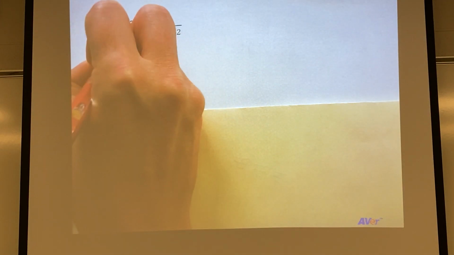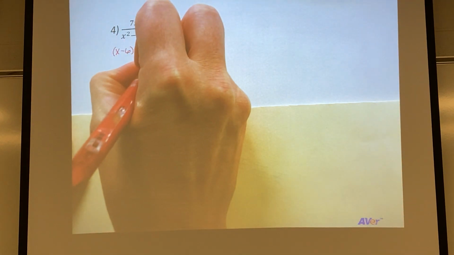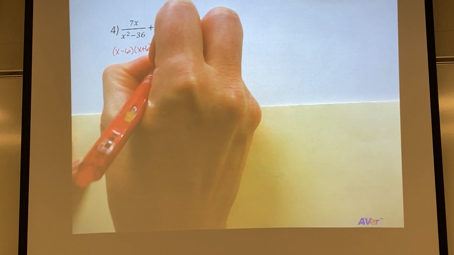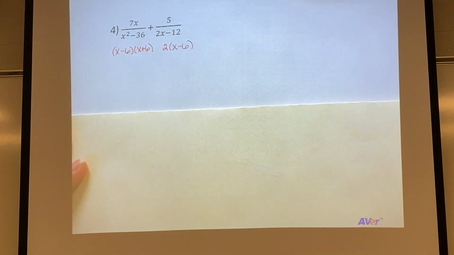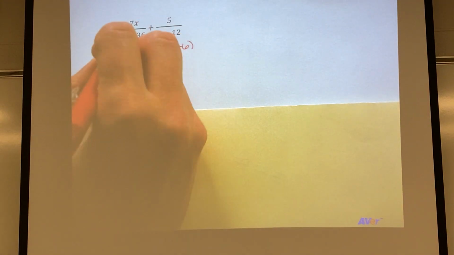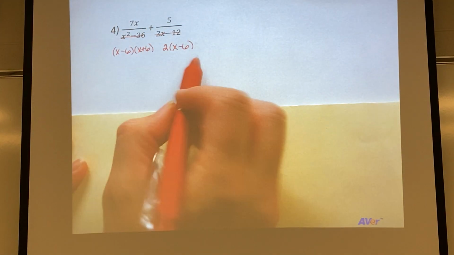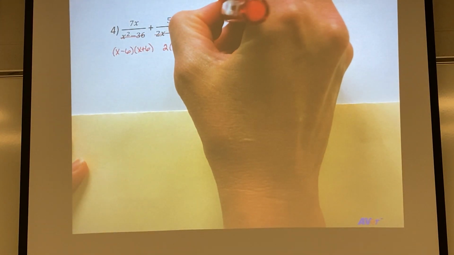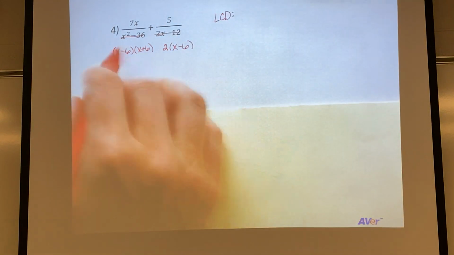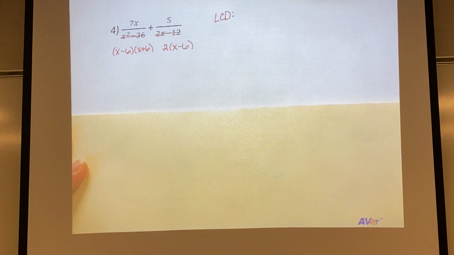All right, so this bottom denominator here is a difference of squares. So we have x minus 6, x plus 6. And the next denominator has a GCF. So we can take that 2 out, and we have 2 times x minus 6. Once we factor, it helps us to be able to see our LCD. All factors of all denominators have to be represented in the LCD.